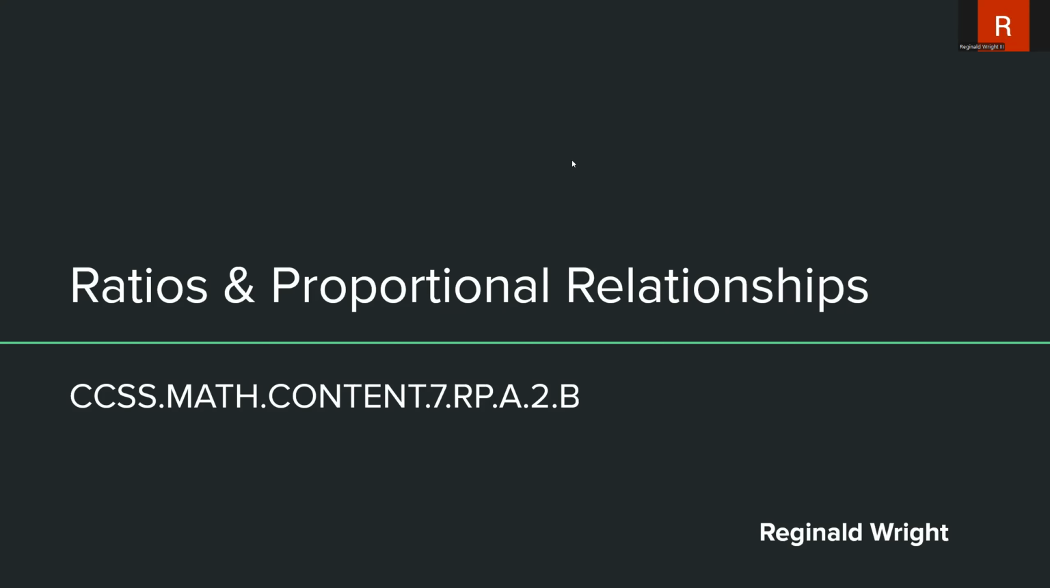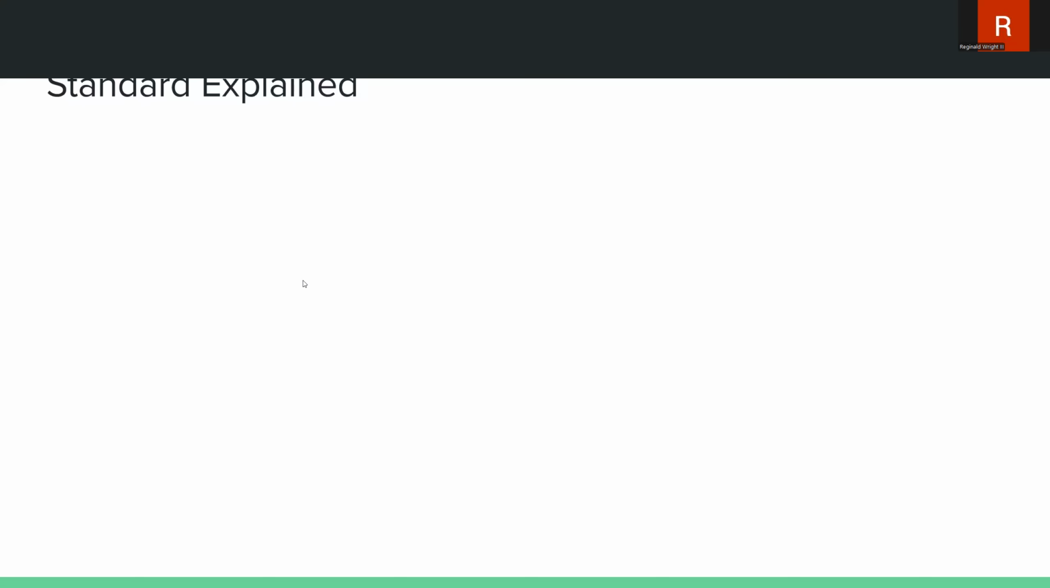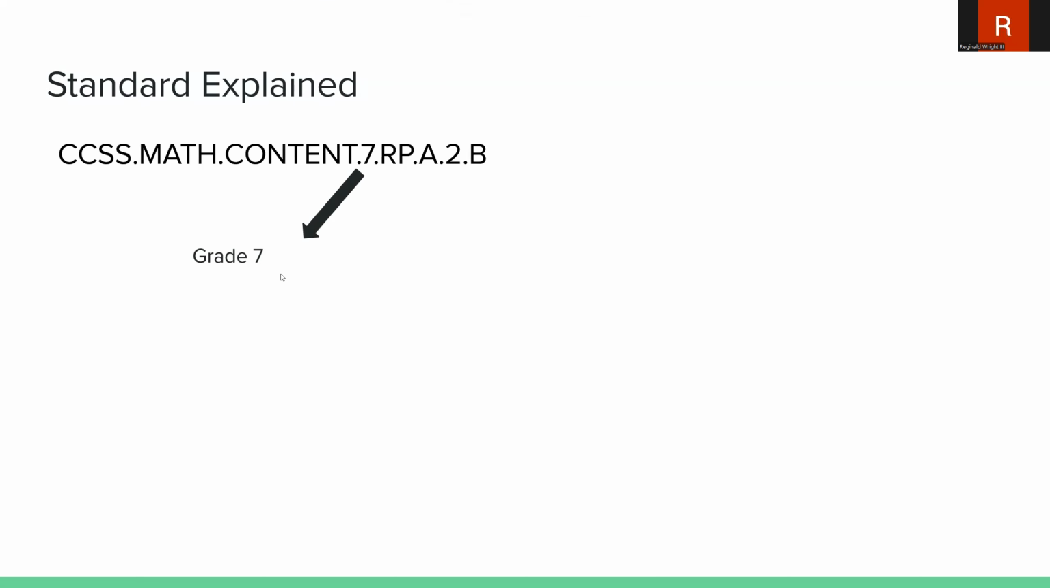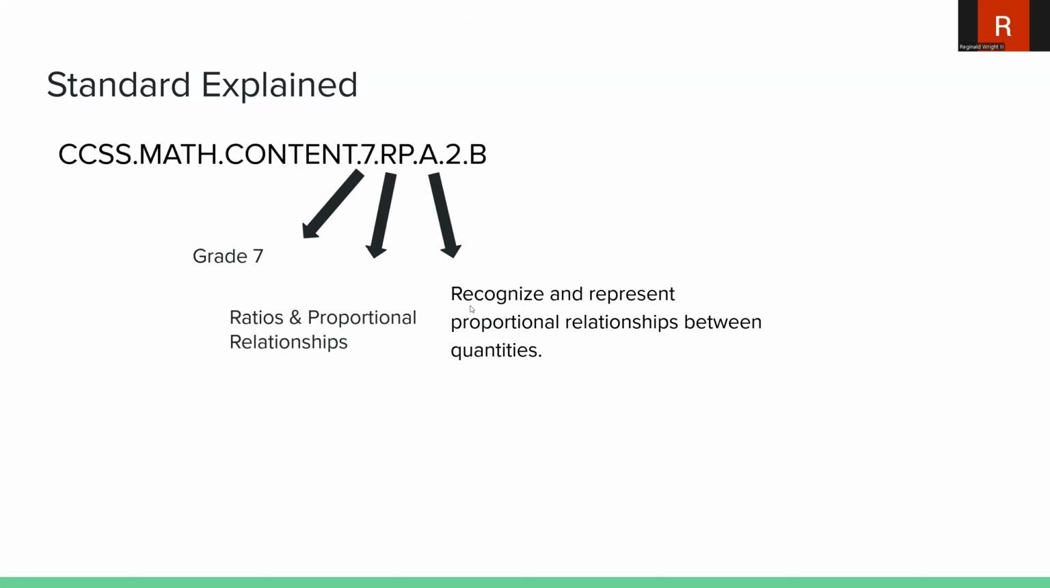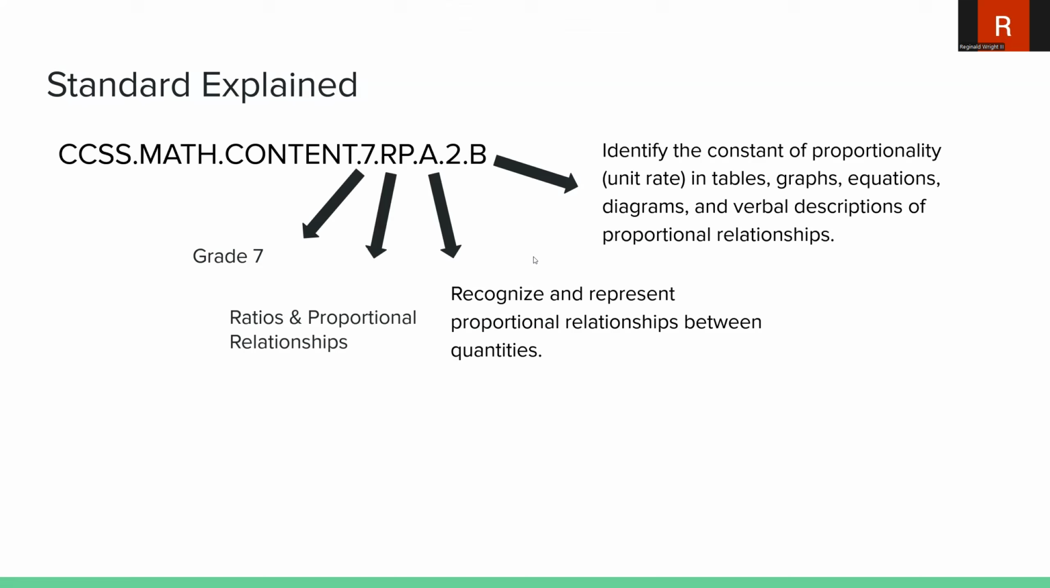Alrighty, today's lesson is going to be on ratios and proportional relationships. And the standard this aligns with is the Common Core State Standard of 7.RP.A.2.B. This standard is grade 7, ratios and proportional relationships, where we recognize and represent proportional relationships between quantities, identify the constant of proportionality, also known as unit rate, in tables, graphs, equations, diagrams, and verbal descriptions of proportional relationships.